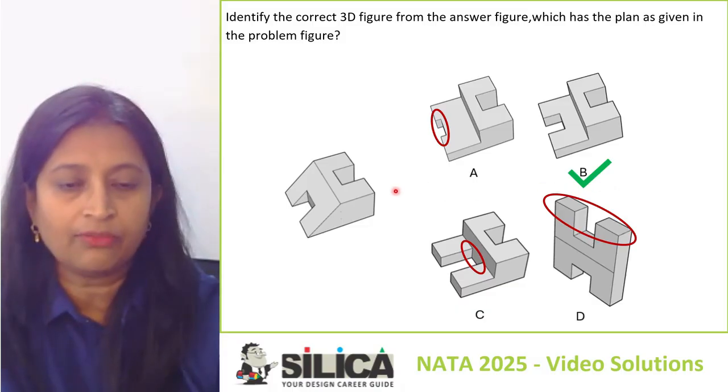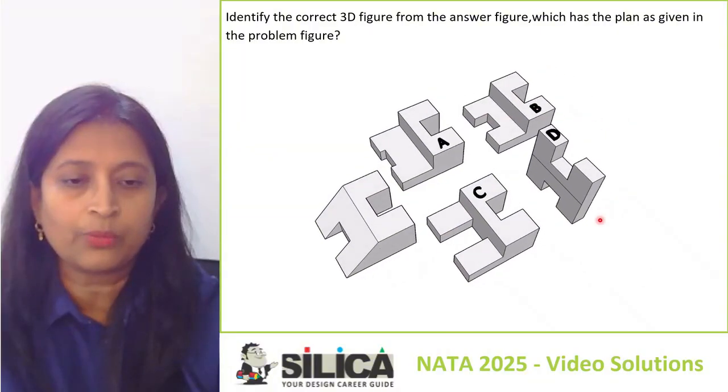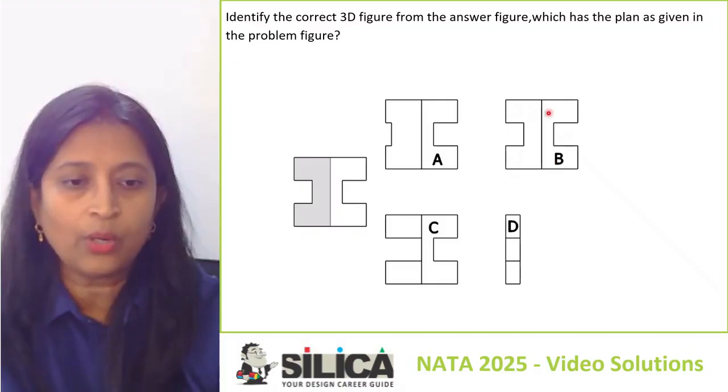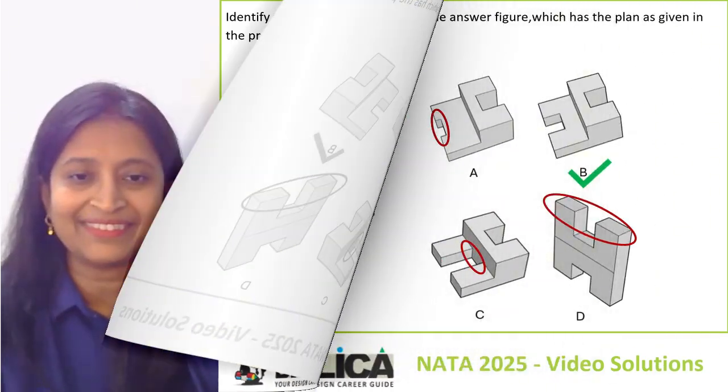Now let us see the 3D view model also. It is something like this. These are the four options. When you see from top, you can see that only option B matches. See, this is the part which is like this, which is there in option B. In all other options, it is not matching. So here the correct answer will be option B.